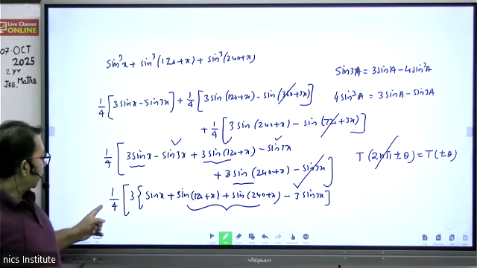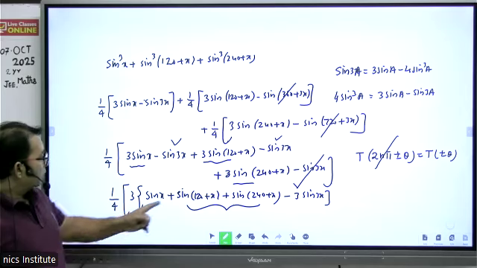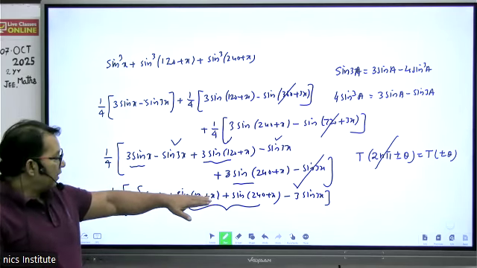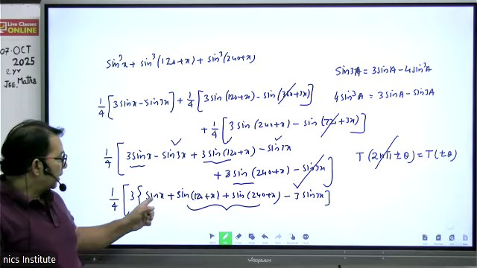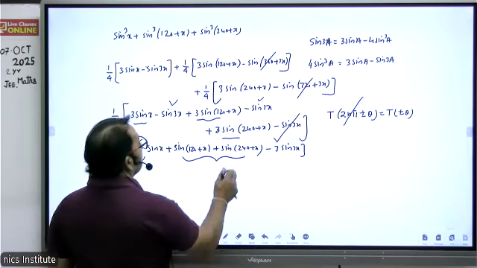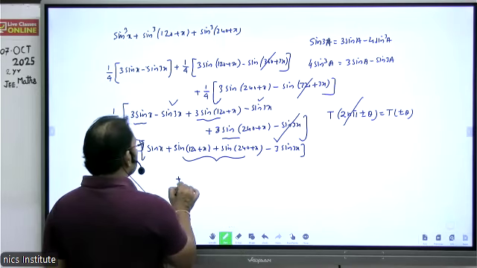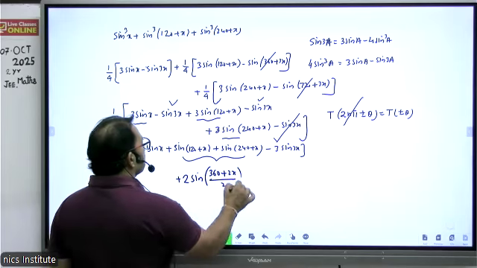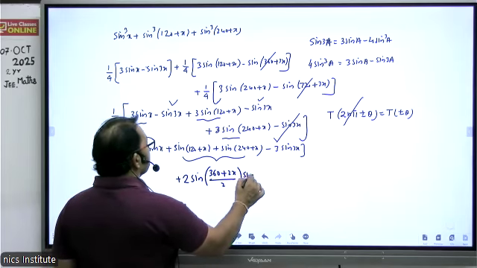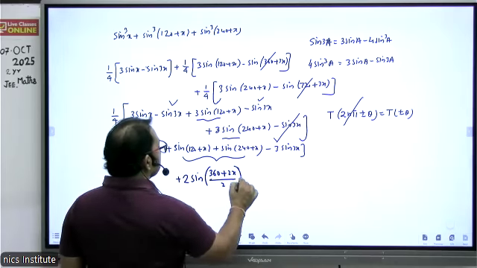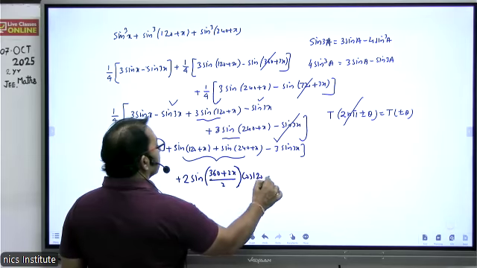Minus 3 by 4 sin 3x, we already have that answer with us. This term has to be 0. So when you apply sin C plus sin D, this will become minus sin x, which will cancel with this. And you get your answer. Sin C plus sin D, you know, na? 2 sin (C plus D) by 2, so 360 plus 2x by 2, cos (C minus D) by 2. This will be cos 120.